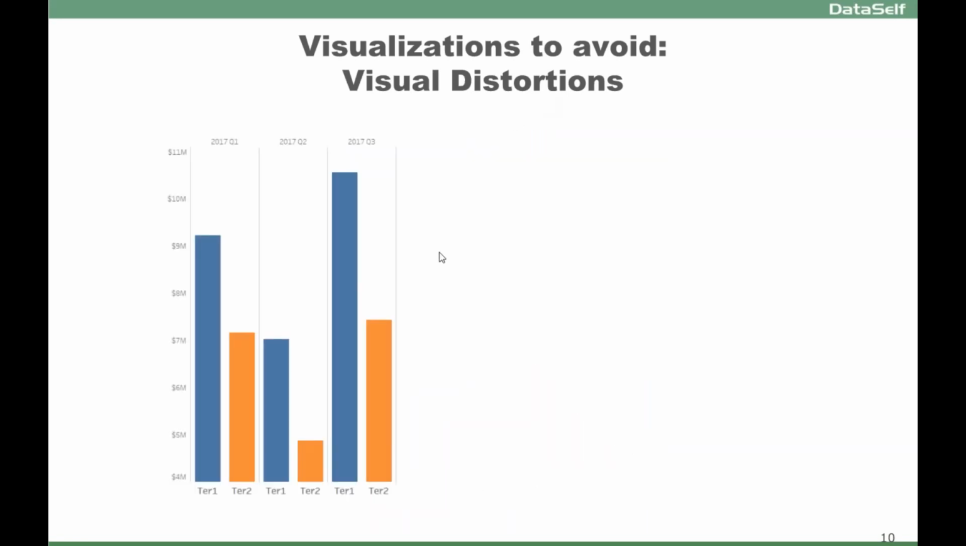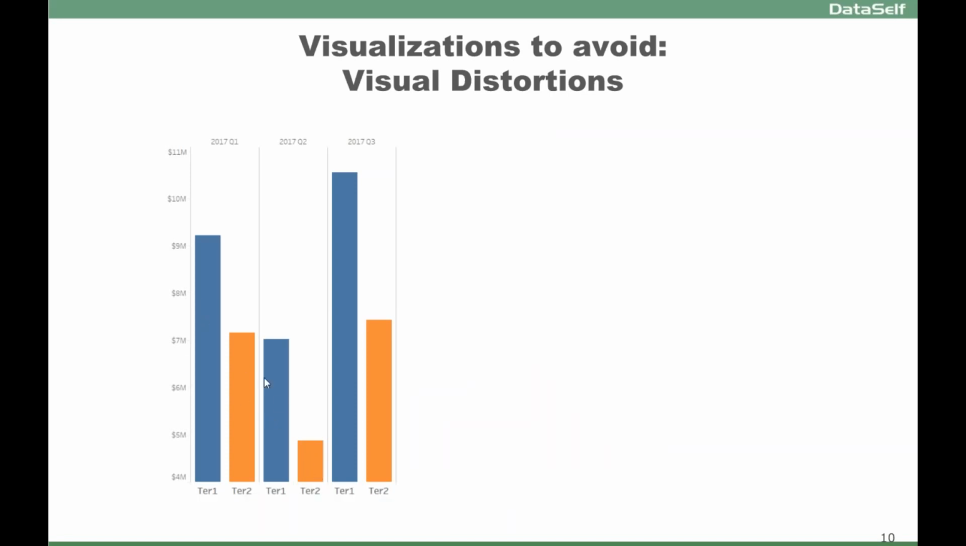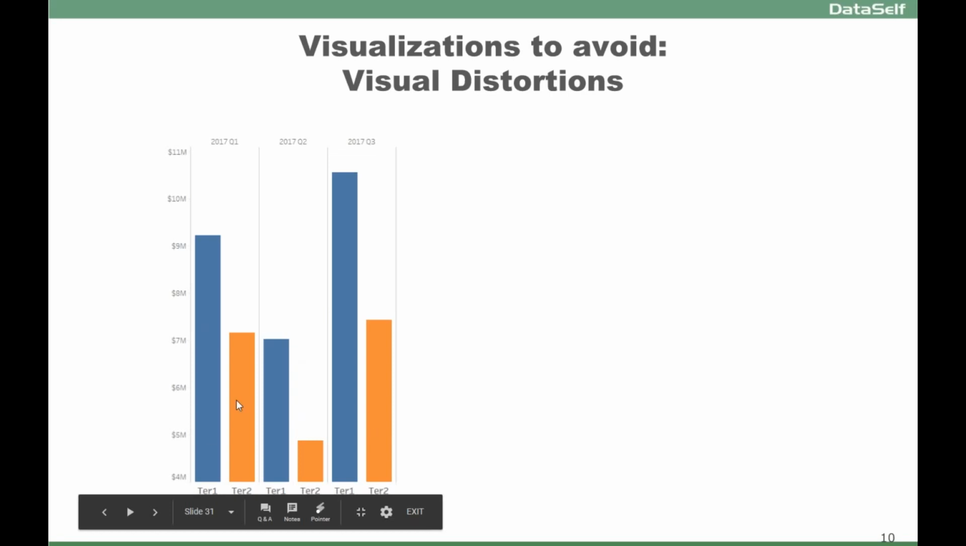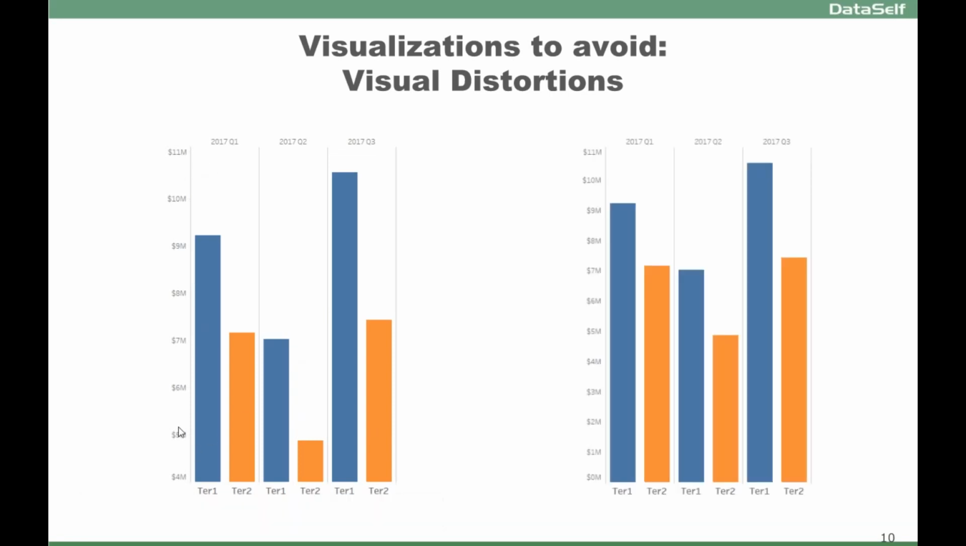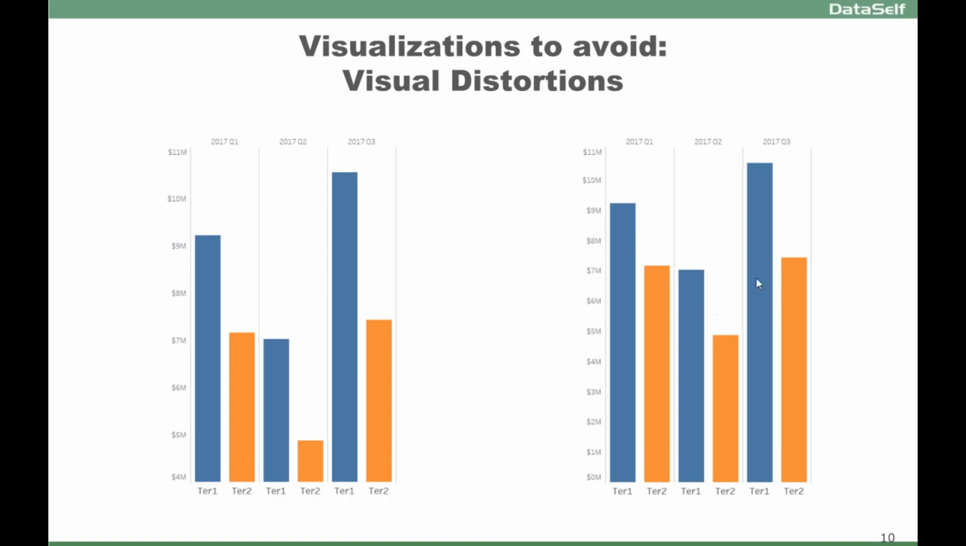Another visual distortion: if I look at this, I have the perspective that territory 2 is usually half of my territory 1. However, it's because my axis is not using the full range from 0 to 11, it's from 4 to 11. So when I put 0 to 11, now I can tell my territory 2 is actually not so far behind my territory 1. This is deceiving. There's a distortion here.